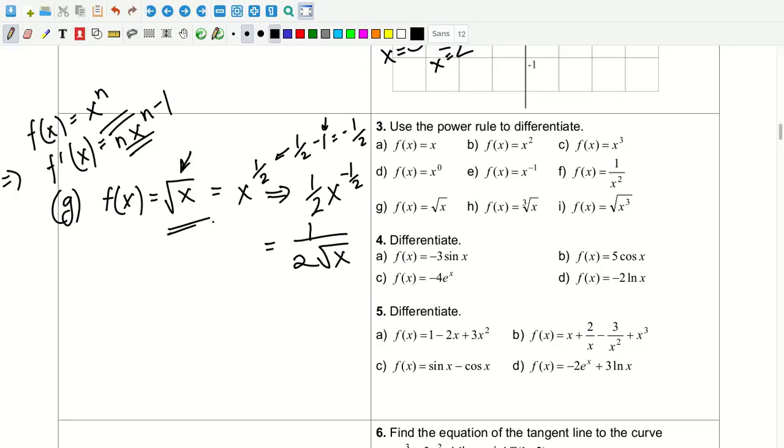I usually remember this: f of x is root x, and the derivative is going to be 1 over 2 root x. I usually just remember that. It's really helpful, especially when I'm tutoring students.